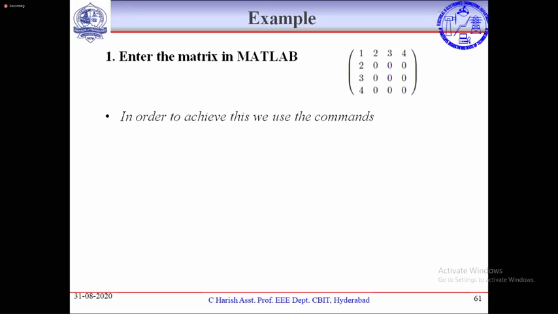Usually we have learned ones, we have learned zeros, we have learned eye matrix. By using these 3 commands or some other commands we have learned, can I create this matrix in a different fashion?